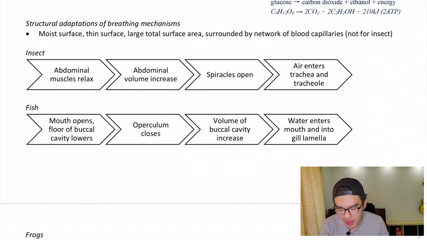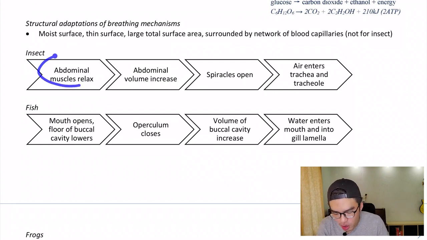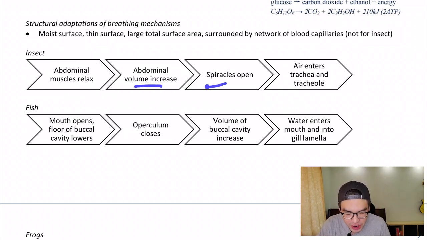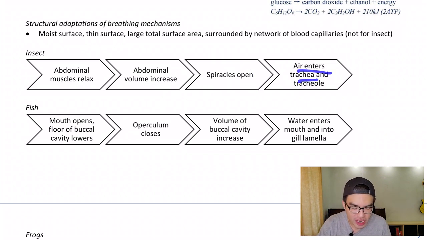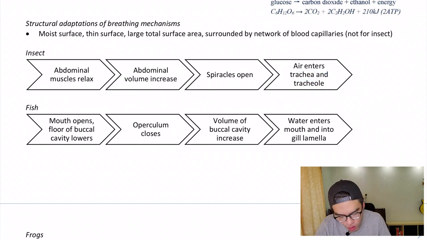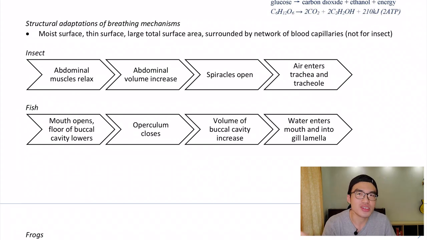Okay, how do they breathe in? Number one, abdominal muscles relax, means the ab muscles they relax. Okay, so the volume increases, spiracles open. Spiracle is the hole, and then the air will enter the trachea and the tracheole. So this is inhalation. How about exhalation, sir? That will be the total opposite. Okay, you just need to memorize the inhalation because exhalation is the total opposite. Okay, that's what I call smart studying.